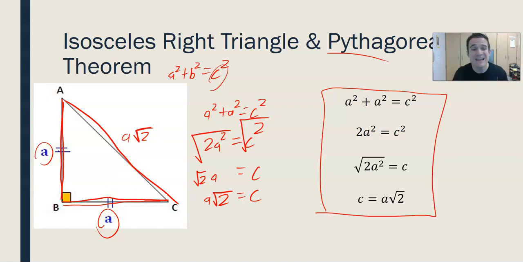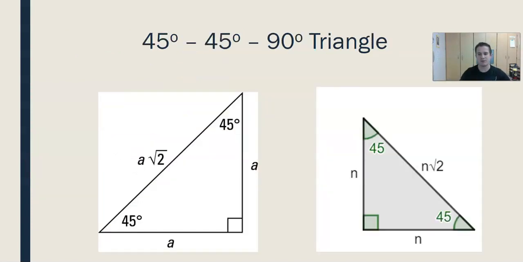Every time. It doesn't even matter what A is. The length of the hypotenuse will be that side multiplied by the square root of 2. That is mind-blowing. Let's look at a couple of examples.